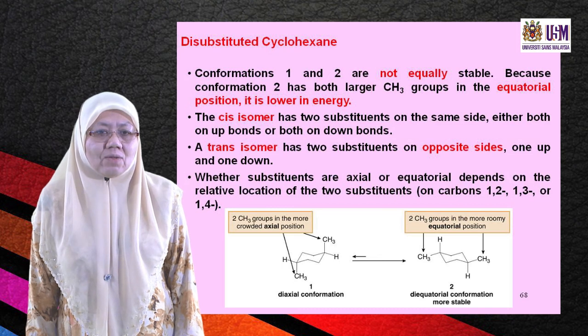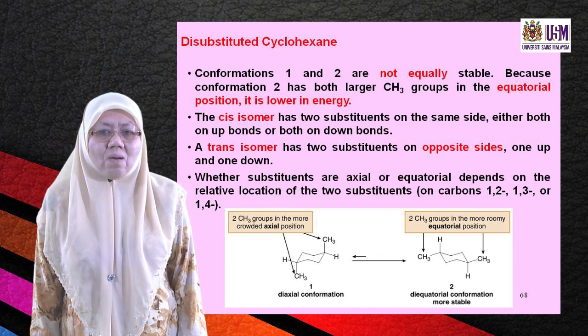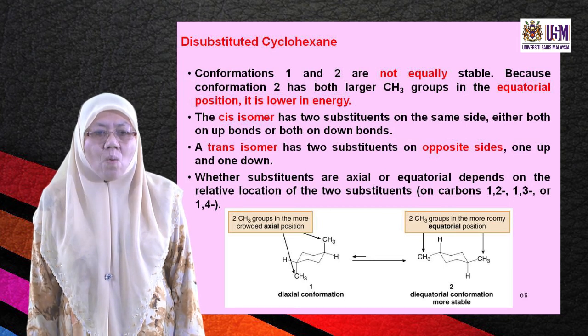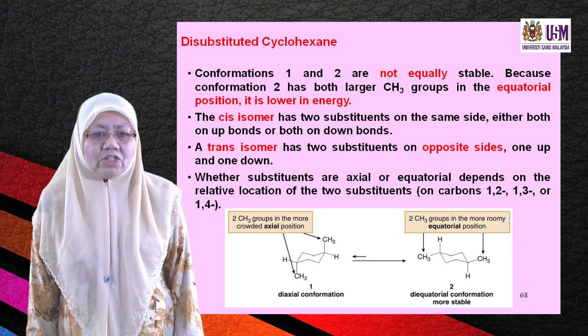The cis isomer has two substituents on the same side, either both on up bonds or both on down bonds. A trans isomer has two substituents on opposite sides, one up and one down. Whether substituents are axial or equatorial depends on the relative location of the two substituents, that is, on carbons 1 and 2, 1 and 3, or 1 and 4.